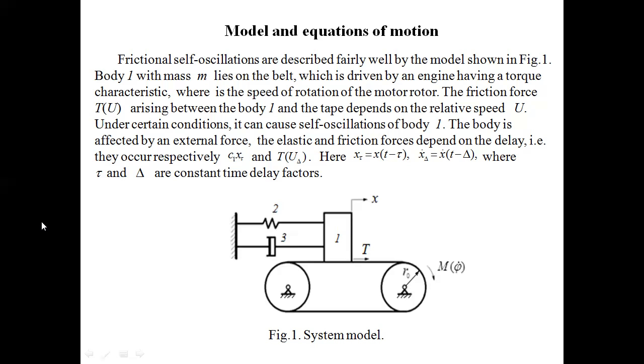Here, x_τ is equal to x(t − τ). The time derivative x_δ is the time derivative at t − δ, where τ and δ are constant time delay factors. In Figure 1, we can see the system model.